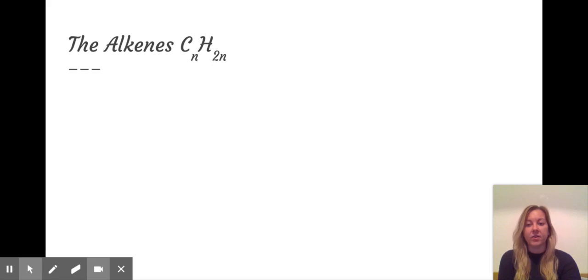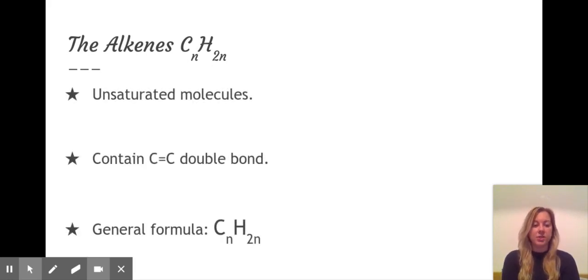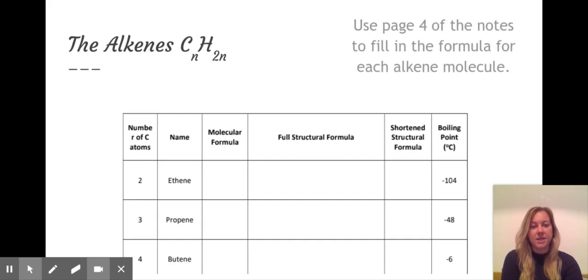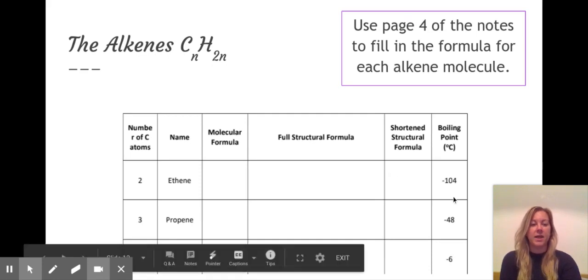Lastly then, the alkenes are CnH2n as well. These are unsaturated molecules this time, and they contain the carbon-to-carbon double bond. Their general formula is CnH2n, which is the same obviously as the cycloalkanes, as cycloalkanes and alkenes are isomers of each other. Again, we have a table for alkenes. This is on page 4 of your notes. I would like you to fill that in just using the same methods as before. Again, the boiling point trend is still there because it's still true for all of the hydrocarbon families.